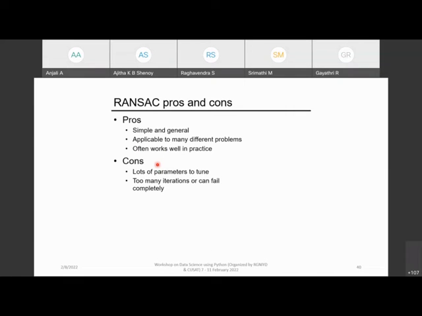The cons are lots of parameters to tune. So you have to define how many outliers are there. Sometimes you may end up defining more outliers, and that may affect your results. So here different parameters you have to tune. You have to select the probability value. Either it can be 0.99, 0.95, 0.9. That again you have to choose. So P is selected by you, E is selected by you. So you need to tune the parameters here.